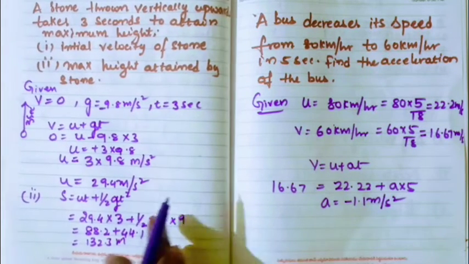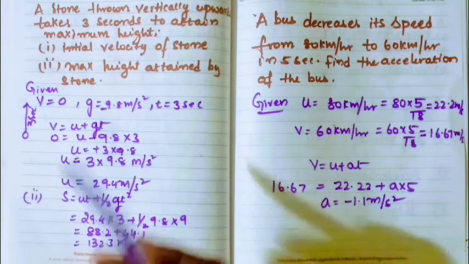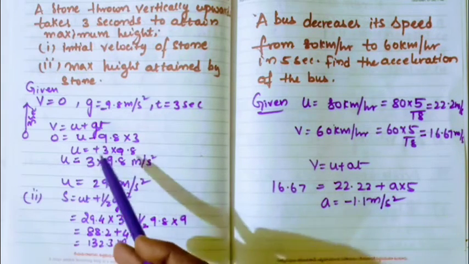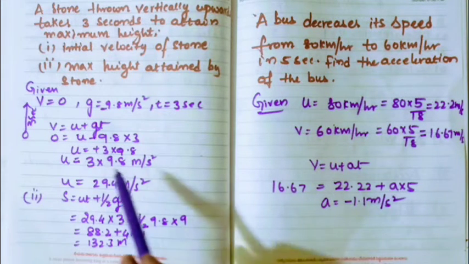So this is a problem similar to the previous one, where the stone or any body is thrown against gravity, and we are taking two equations, v is equal to u plus gt and s is equal to ut plus half gt square. So when we are doing problems, first note down the given data properly, then choose the formula accordingly. Suppose v, u, g, t are there, we know what v is, what g is, what t is. Only u we have to find out. In this type of case, we can use v is equal to u plus gt.